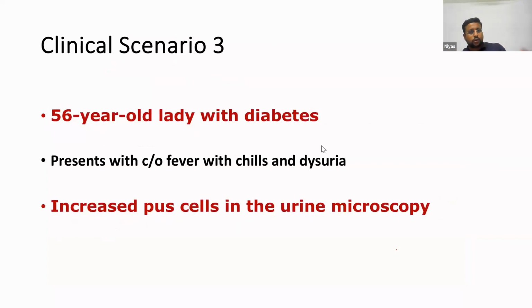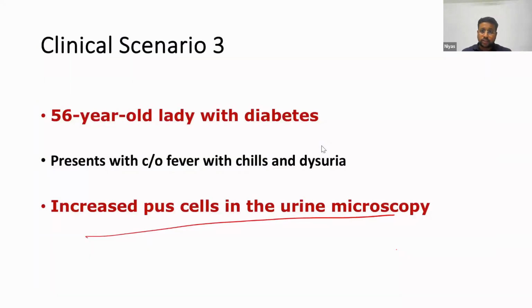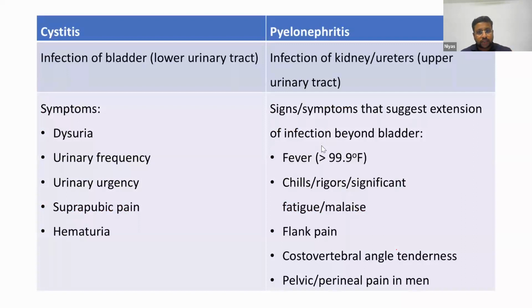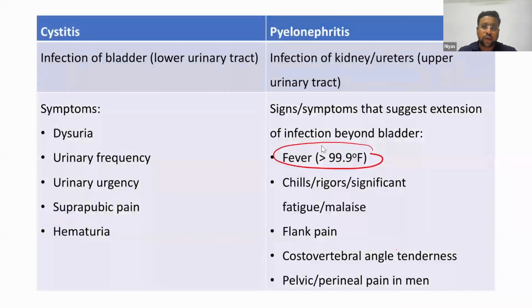Scenario 3, a 56-year-old with diabetes, again the same symptoms, presenting with complaints of fever, chills, and dysuria. There is increased pus cells in the urine microscopy. So this is again a patient who presented with urinary symptoms, but here there is fever. We have discussed this already. In a patient with urinary symptoms with fever more than 100, you suspect pyelonephritis, or clinically diagnosed pyelonephritis. There is no need for an ultrasound to say that it is pyelonephritis. Also ask for flank pain, also look for posterovertebral tenderness in these patients. So this is a case of pyelonephritis.